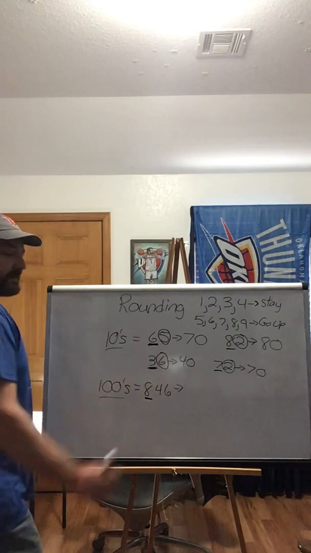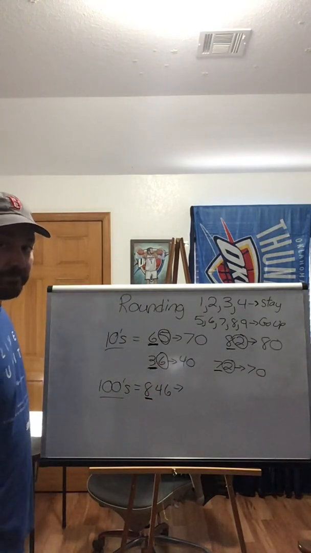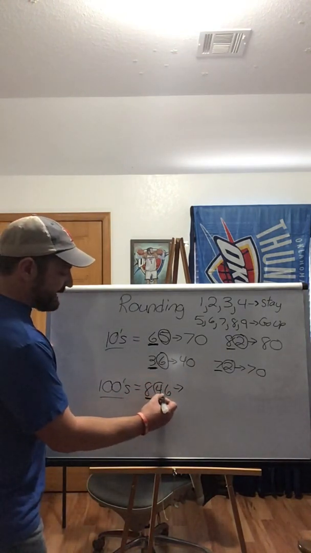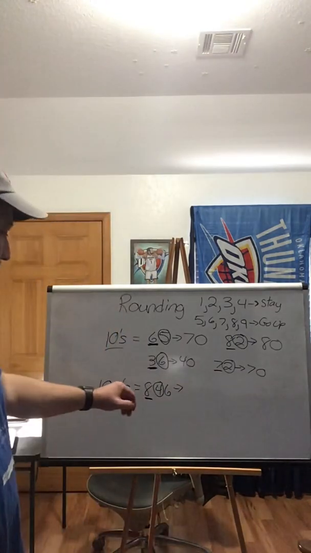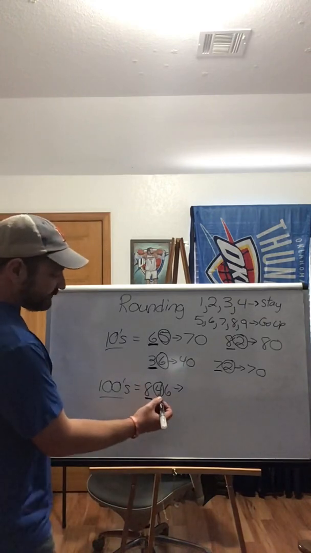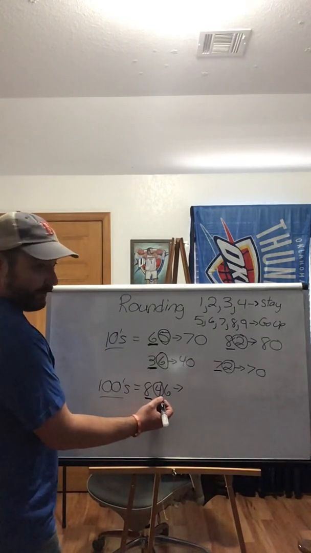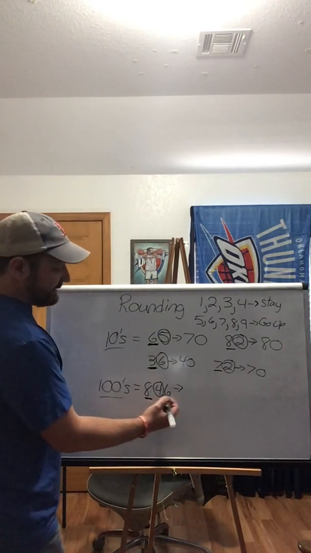Now, which number am I circling, the 4 or the 6? In this case, it's the number right next door. It's always the number right next door. So the number right next door to the 8 is the 4. So that 4 is telling it to stay or go up. It's telling it to stay, you're right.